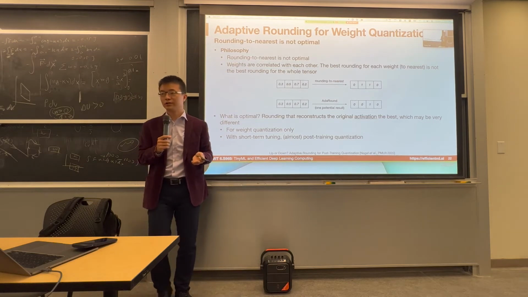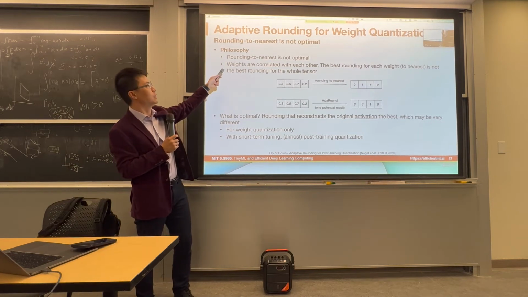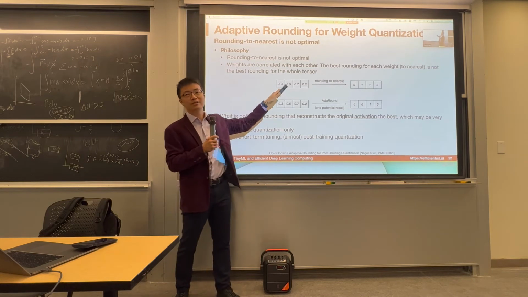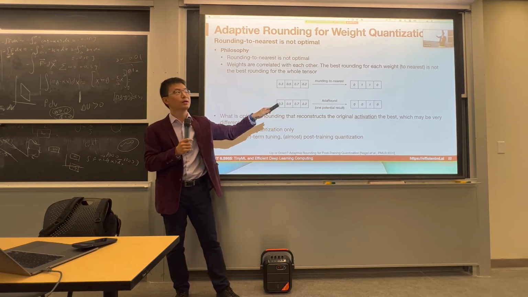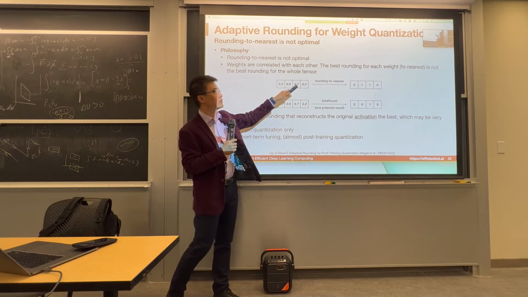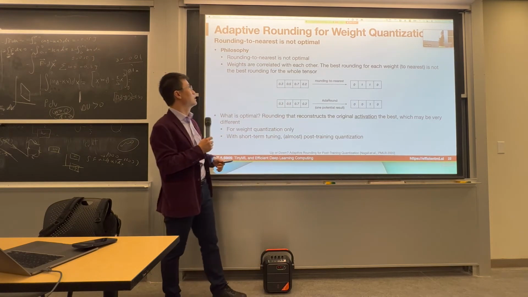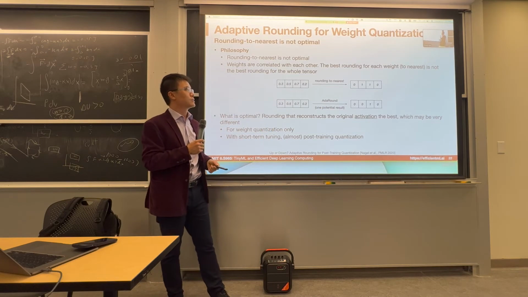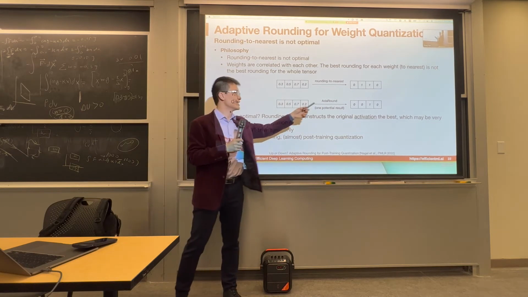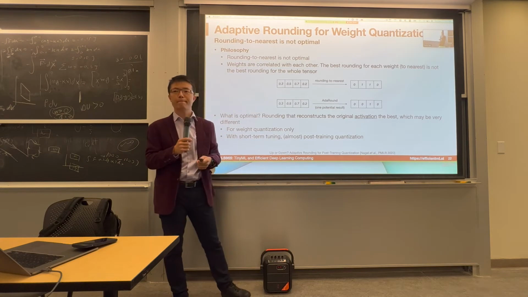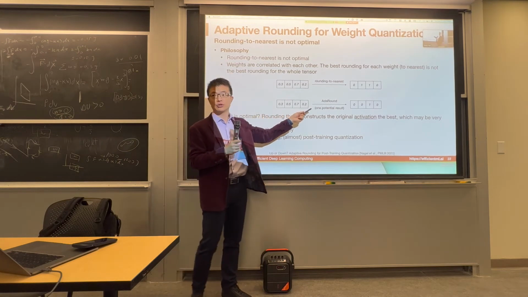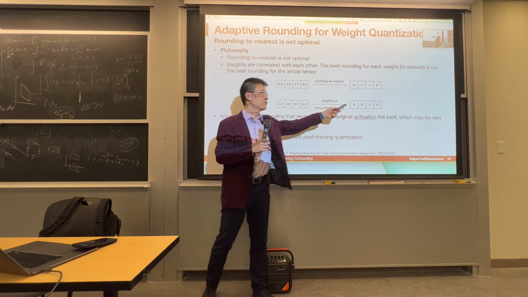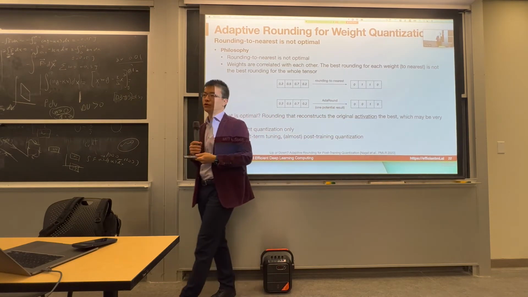Actually, that is not, right? I just care about the individual weight, but actually the weights interact with each other. Okay? So the best rounding for each individual weight may not be the best rounding for the entire tensor. Okay? So we want to do such adaptive rounding. One potential result for adaptive rounding for this tensor could be that actually 0.5 might be rounded to 0 rather than 1.